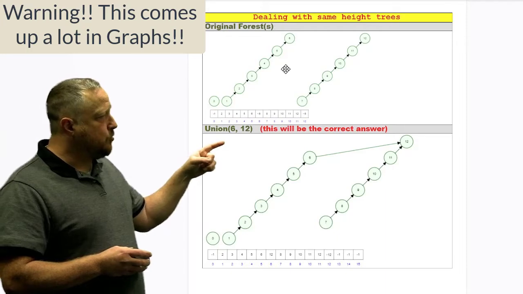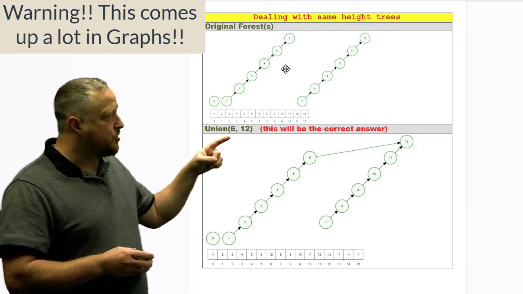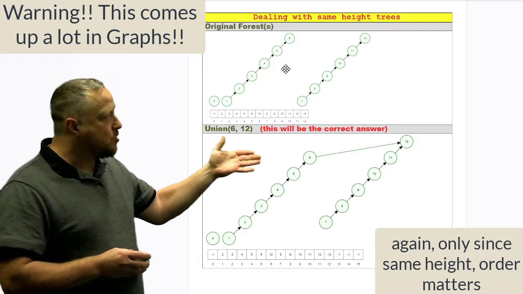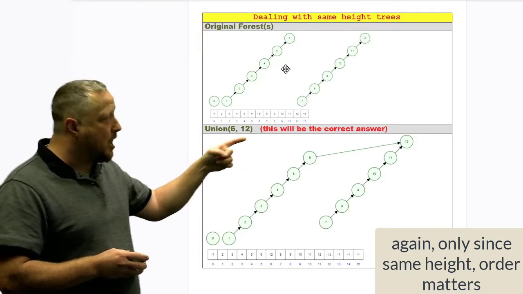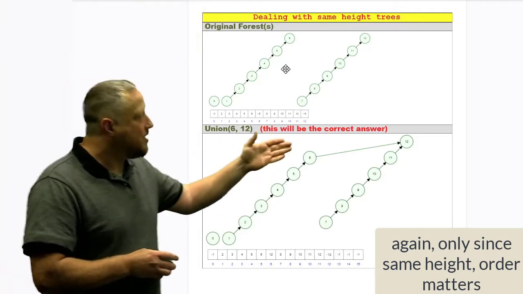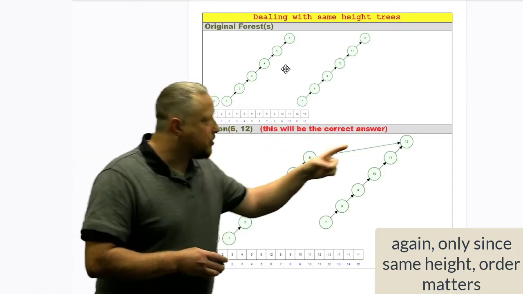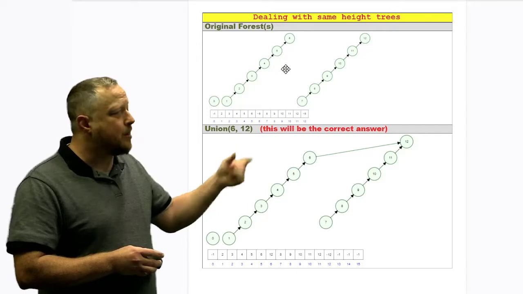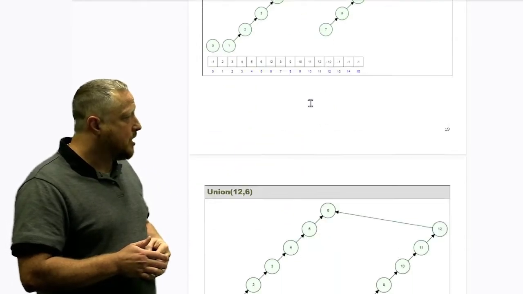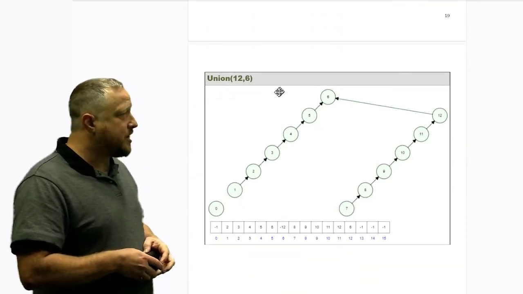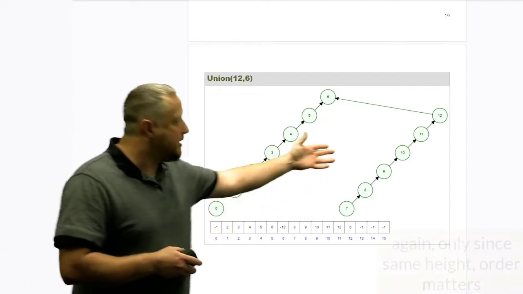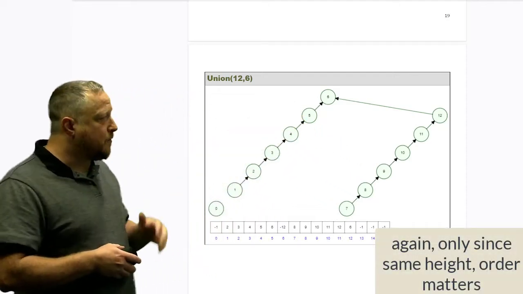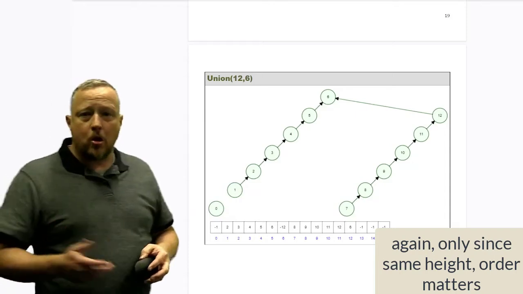And if we union 6 to 12, now remember, this is the child and this is the root. This would be the correct answer for that because of the order, 6 and 12. 6 is the child, linked to the 12 because of how this is literally written out here. So we have to be careful because if it was union 12 and 6, because they're exactly the same height, yeah, 12 is going to then link to 6. So we have to be careful about order when it comes to calling our union.